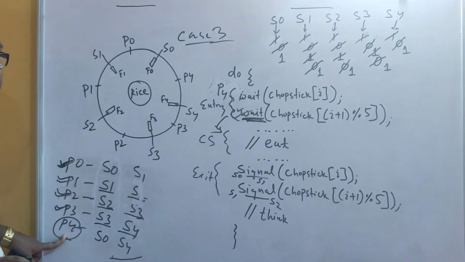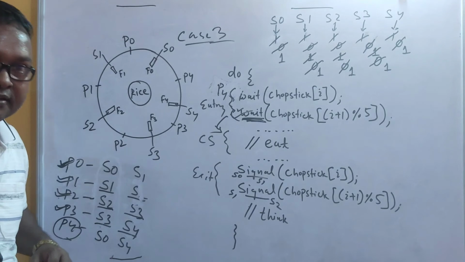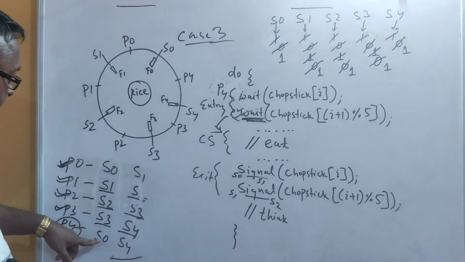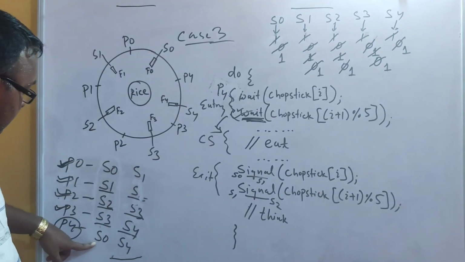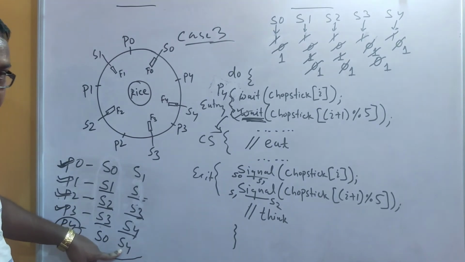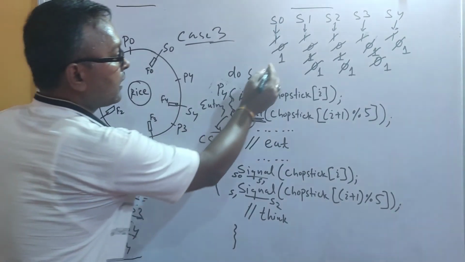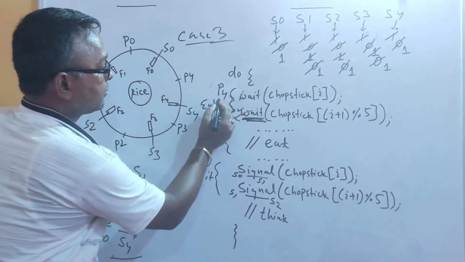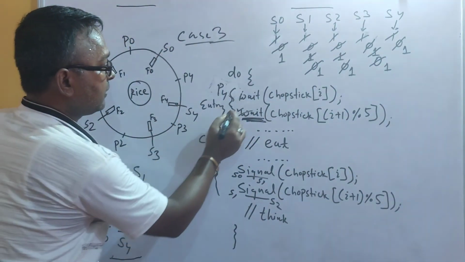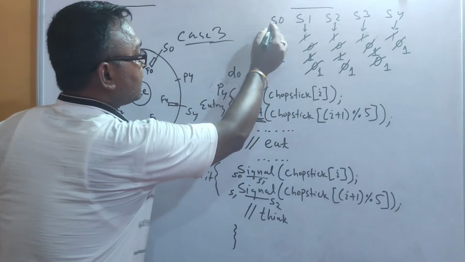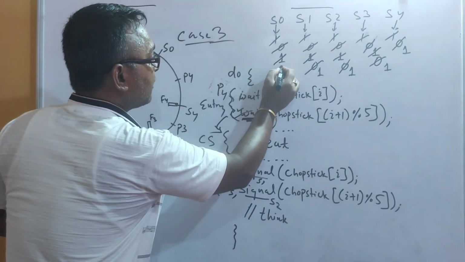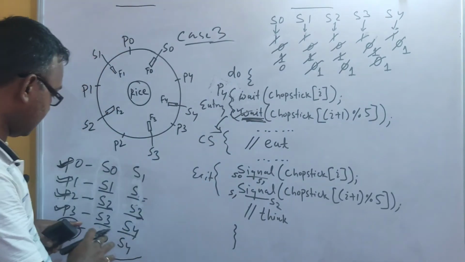Yes, it can enter and eat the rice, right? So P4, which was blocked at the last, will try to access the resource. It can easily access the resource. So P4 will come, execute S0, S4. Okay, so what is the semaphore value of S0? 1, right? So lastly P4 will come, execute this by decrementing the semaphore value from 1 to 0, accessing, right?